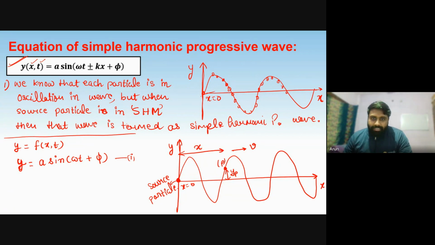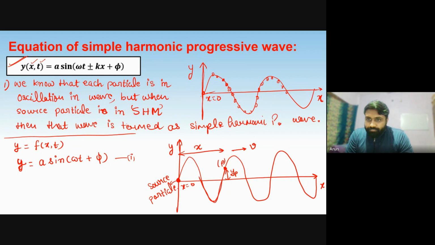Which means this same disturbance, sometime before, it was at the source. Got it? Are you relating what I'm saying to you? This source point is oscillating in SHM. It is establishing this disturbance. This disturbance is moving forward. But who has created this disturbance? The source point. So let's say this disturbance moved a little here. At some time before, this disturbance hit the source point.